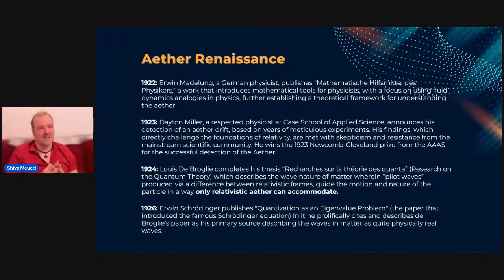1923, remember I mentioned Dayton Miller. He was a respected physicist at the Case School of Applied Science. He announces a detection of an ether drift based on years of meticulous experiments. His findings, which directly challenge the foundations of relativity, are met with skepticism and resistance. But he wins the 1923 Newcomb Cleveland Prize from the AAAS for the successful detection of ether.